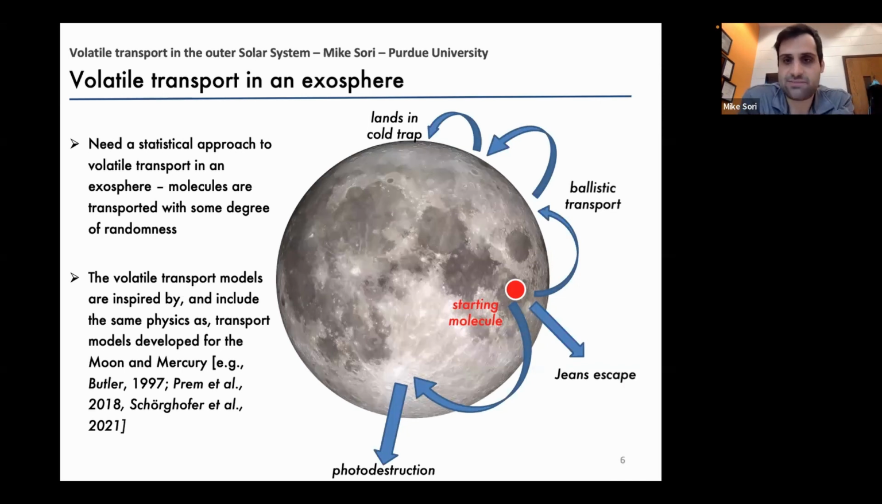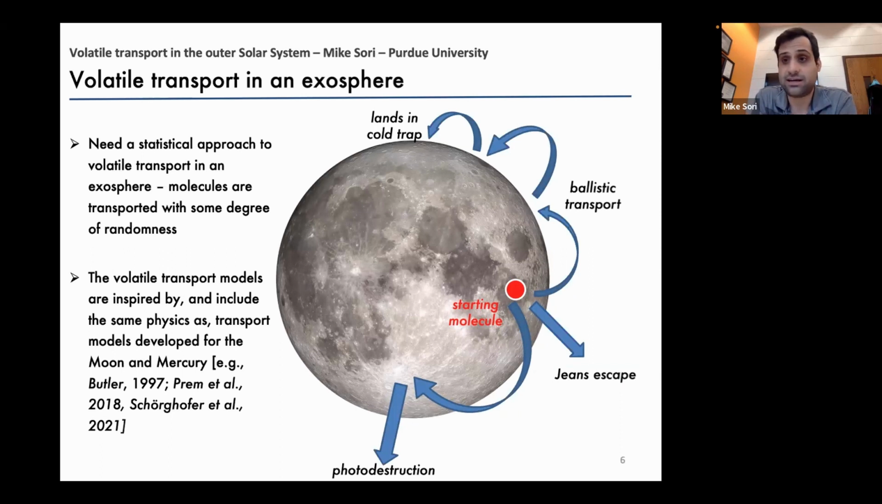The other point on this slide to make is everything is really a statistical approach. A given molecule, if you're just tracking one molecule, can do things semi-randomly. So we always take a Monte Carlo approach where we're simulating thousands and thousands of molecules as they transport across the surface of one of these bodies and through the exospheres of these bodies to understand what percentage of molecules may get lost to space, what percentage of molecules may migrate to a cold trap, and so on. So those are the 2 points I want us to think about moving forward.